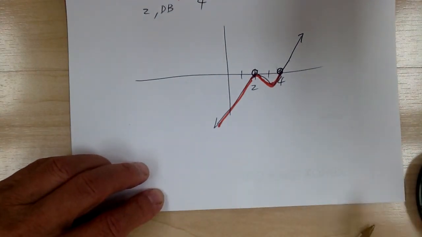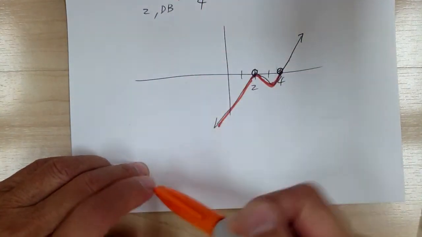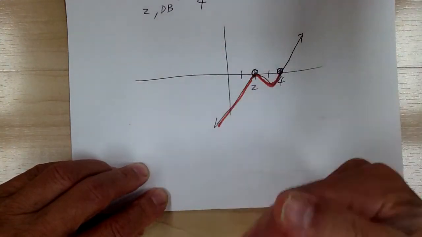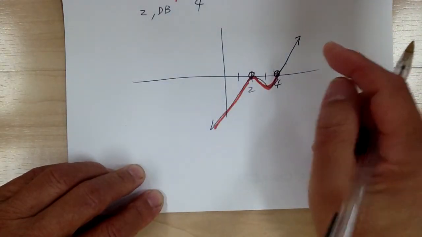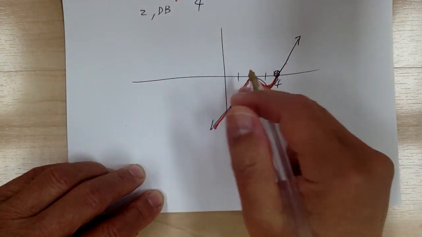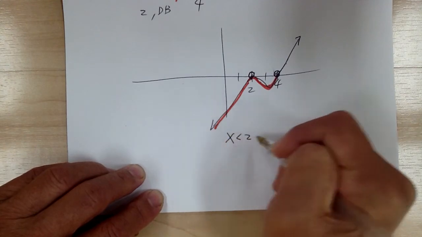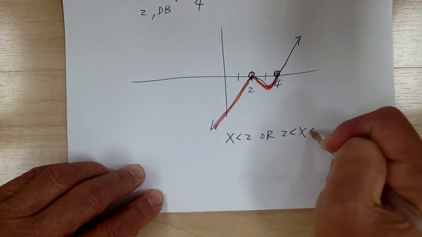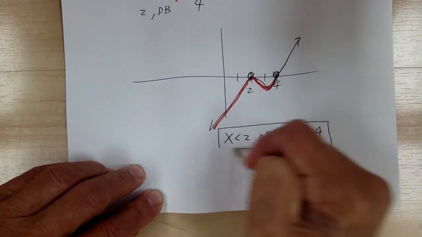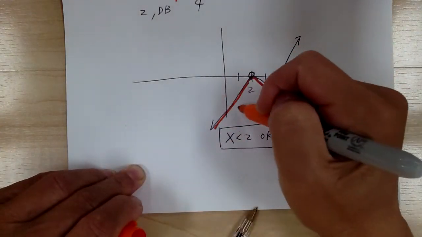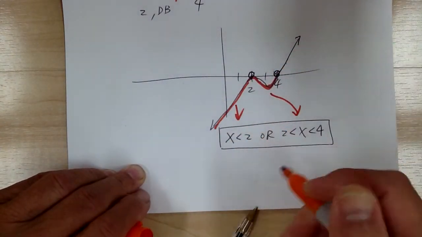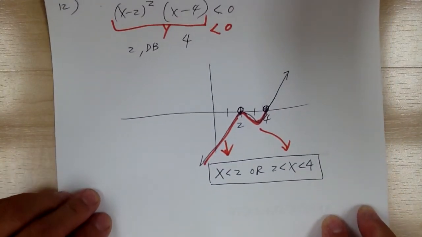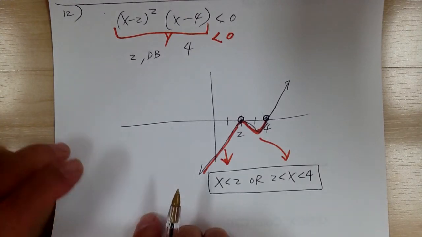So the part where y is less than 0 would be this part and this part. So your answer would be, then you have to switch back and forth between the x and the y, because you're looking for the x, but you have to use the y to look for it. So for this part, x is less than 2, or this part over here is 2 is less than x less than 4. Okay, and that would be your answer. So you've got to know how to switch back and forth between x and y. Okay, let's go to number 14.